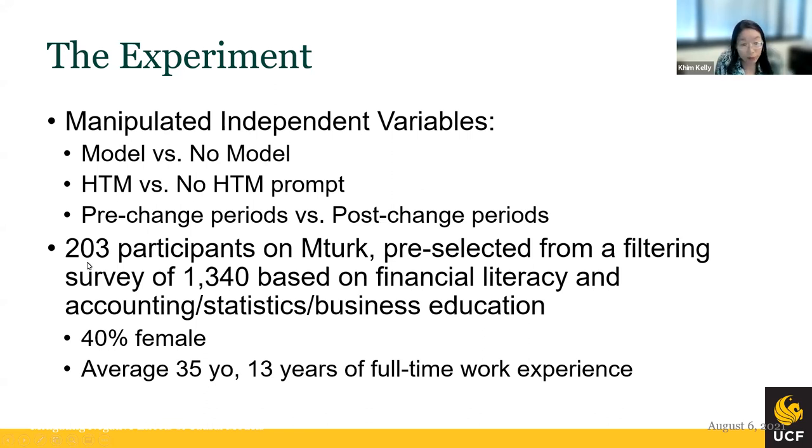We recruited 203 participants on AmTurk. They were pre-selected from an initial filtering survey of about 1,340 participants. We screened them based on financial literacy. We screened them based on their accounting statistics and business education. We got about 40% female, not surprising, more males just because it's AmTurk. Average is 35 years old, 13 years of full-time work experience. None of these demographic variables matter when we enter them into our regression analysis, all right?